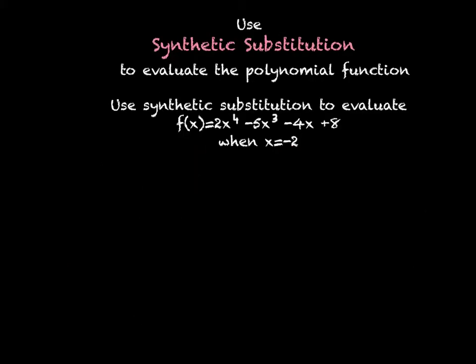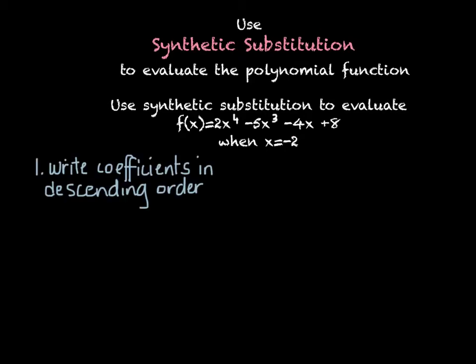So now you're going to learn something called synthetic substitution. We're going to use synthetic substitution to evaluate the polynomial f of x equals 2x to the 4th minus 5x cubed minus 4x plus 8 when x equals -2. So the first step you do is you write the coefficients in order of descending exponents.